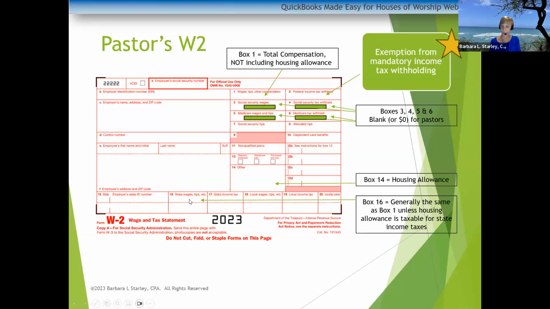Box 16, which is your state wages, is generally the same as box 1, unless the housing allowance is taxable for state tax purposes, right? The housing allowance is not taxable for federal income tax, but you need to know what the rule is in your state. And I believe it's Pennsylvania that you would have to include the housing allowance as state wages. So it's really important to know where things go. But this is what it's going to look like.